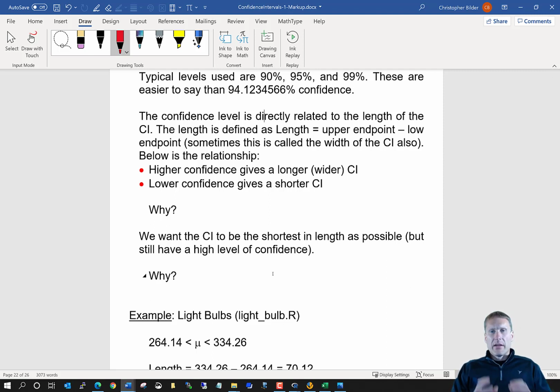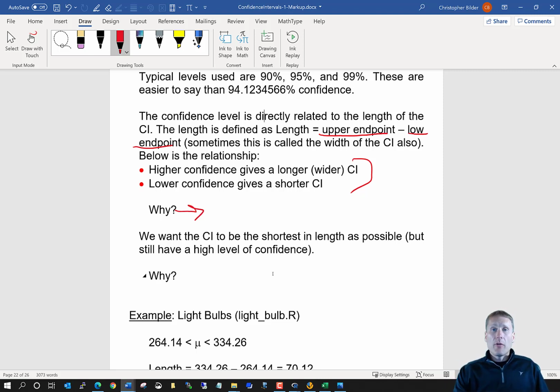is because your confidence level is directly related to the length of the interval that you have. And what I mean by length, I'm talking about taking the upper endpoint of your interval and subtracting off the lower endpoint of your interval. In summary, the higher the confidence level, the wider the interval. The lower the confidence level, the narrower the interval. Well, why?